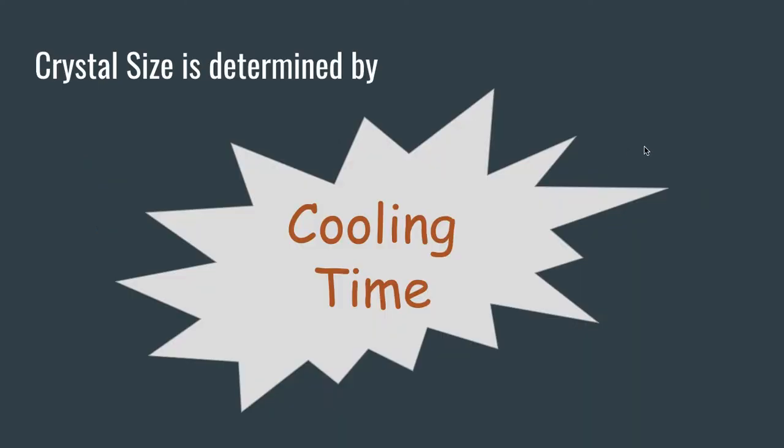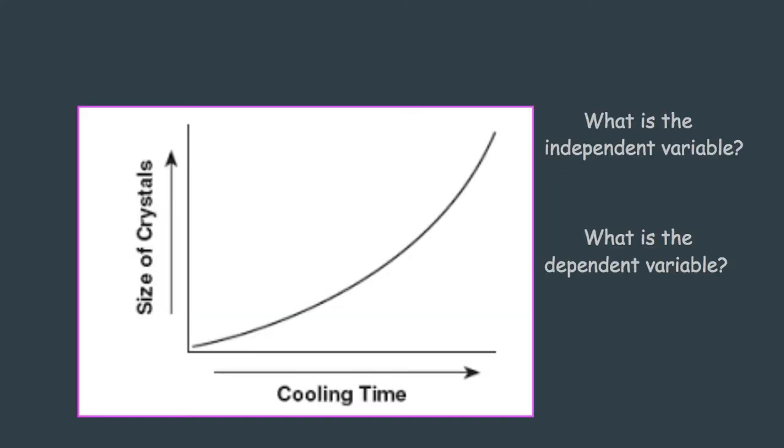Crystal size in an igneous rock is determined by cooling time. So remember, lava or magma is either going to cool very fast or very slow depending on where it is. So let's take a look at this relationship. We have this graph here, a nice little line graph. Cooling time is our independent variable. Cooling time affects the size of the crystals, the dependent variable.